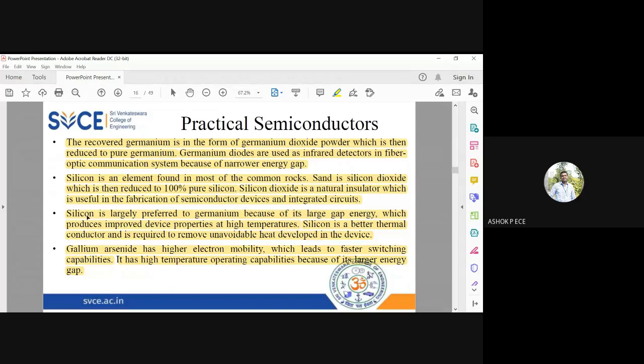We prefer silicon over germanium because the band gap is high. If the band gap is high, you can operate at high temperature. That is the logic. Among the three, gallium arsenide provides the highest operating temperature. Silicon comes next. Germanium comes third.